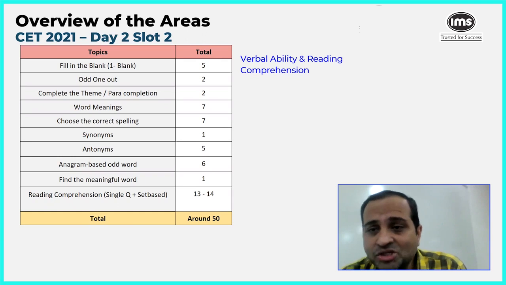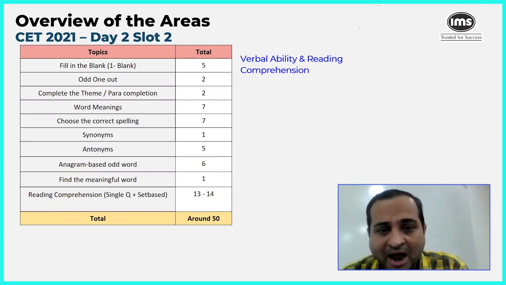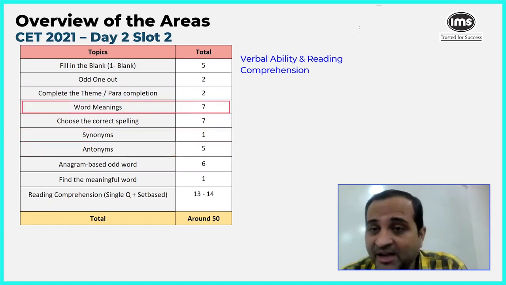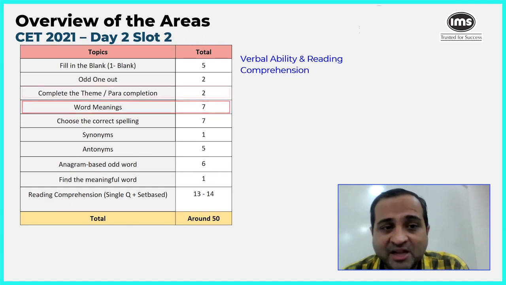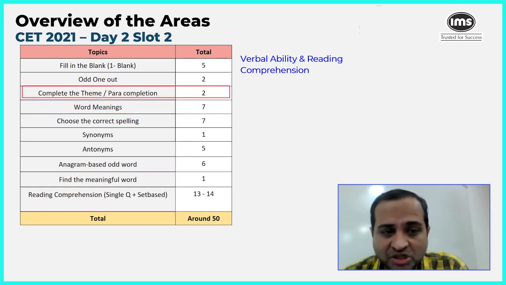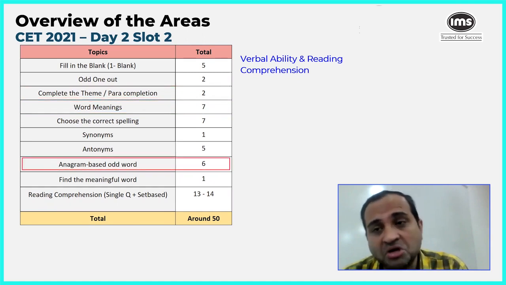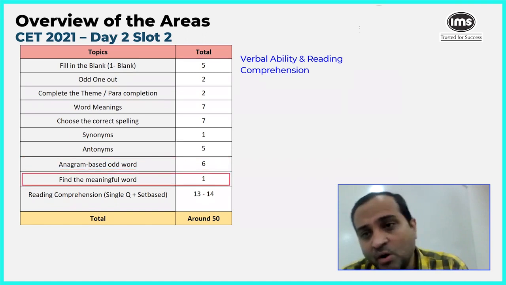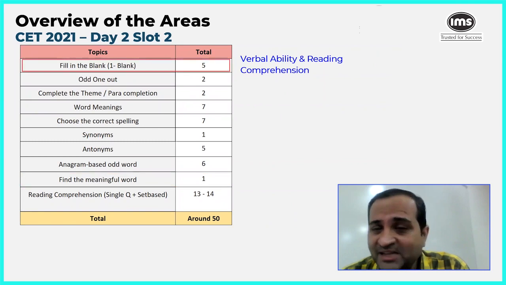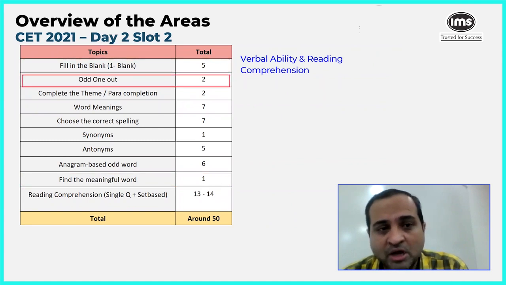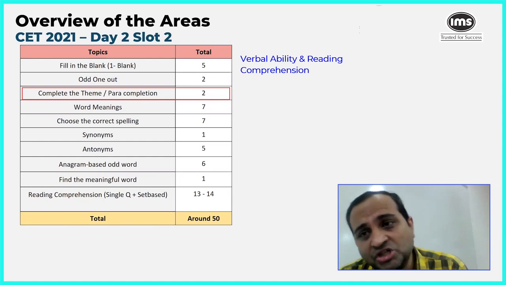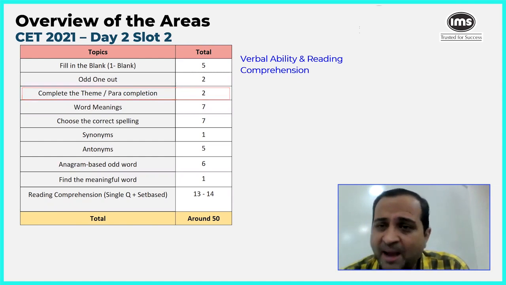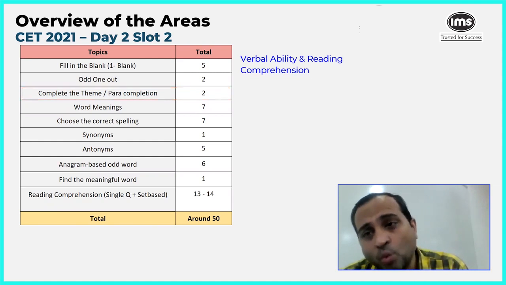The other bifurcations of verbal ability questions, as you can see there: antonyms 5 questions, synonyms only 1 question, word meanings 7 questions, complete the theme or para completion 2 questions, anagram based odd word out 6 questions, which are all very easy. Find the meaningful word 1 question. Okay, fill in the blanks 5 questions, 2 odd man out. So approximately 50 questions of verbal.